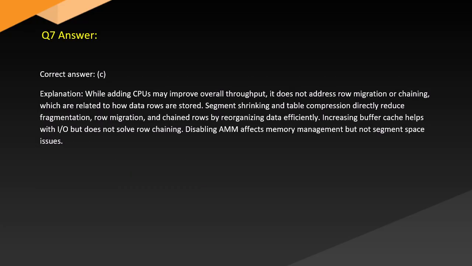Answer. Correct answer: A. Explanation. While adding CPUs may improve overall throughput, it does not address row migration or chaining, which are related to how data rows are stored. Segment shrinking and table compression directly reduce fragmentation, row migration, and chained rows by reorganizing data efficiently. Increasing buffer cache helps with I/O but does not solve row chaining. Disabling AMM affects memory management but not segment space.